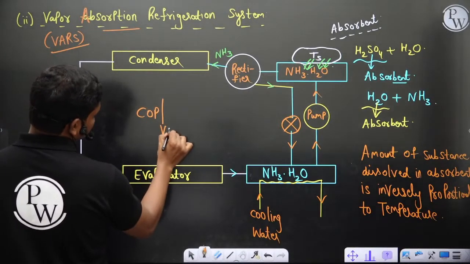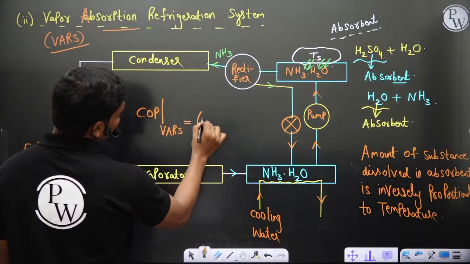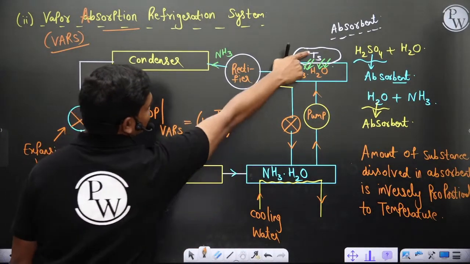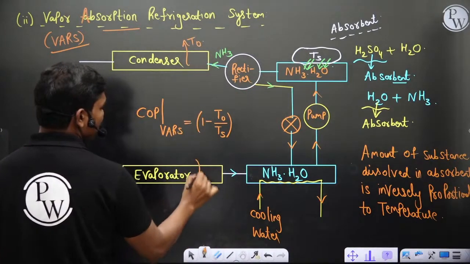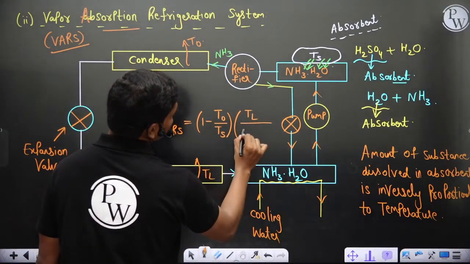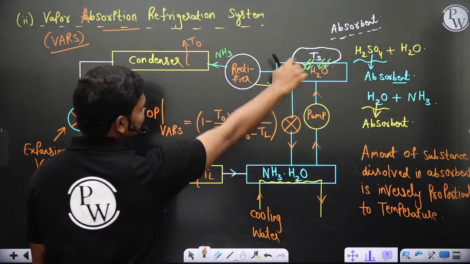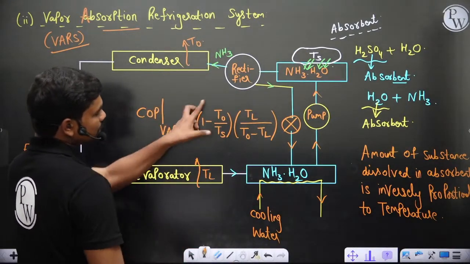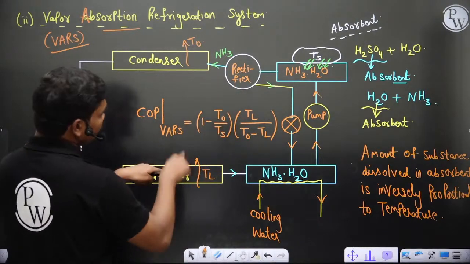Normally, if you see the COP of the VARS system, if you go into mathematical details and do the derivation, you will easily find it is (1 - T0/Ts) x TL/(T0 - TL), where Ts is the source temperature, T0 is the temperature at which it is operating, and TL is the low temperature. Okay, this is what you get. If you assume a heat engine working between the source and T0, and also a refrigerator between TL and T0, this is the thermal efficiency of the heat engine between these two, and this is the COP of the refrigeration between these two temperature limits.